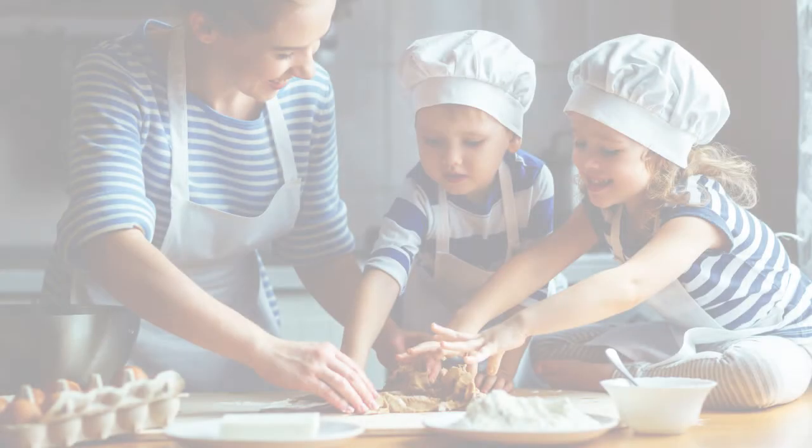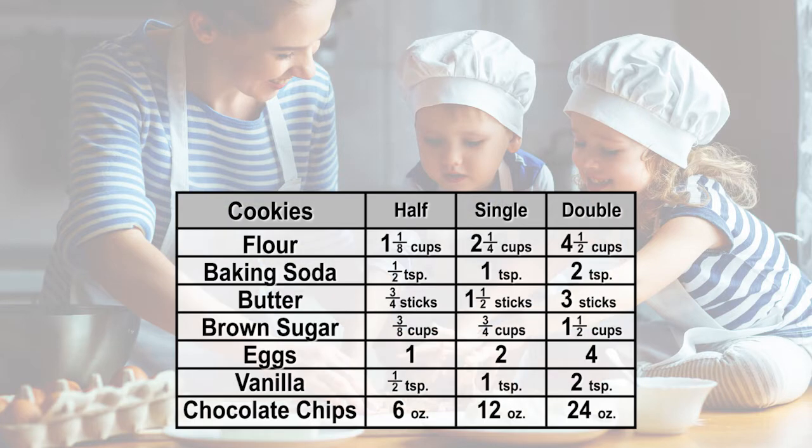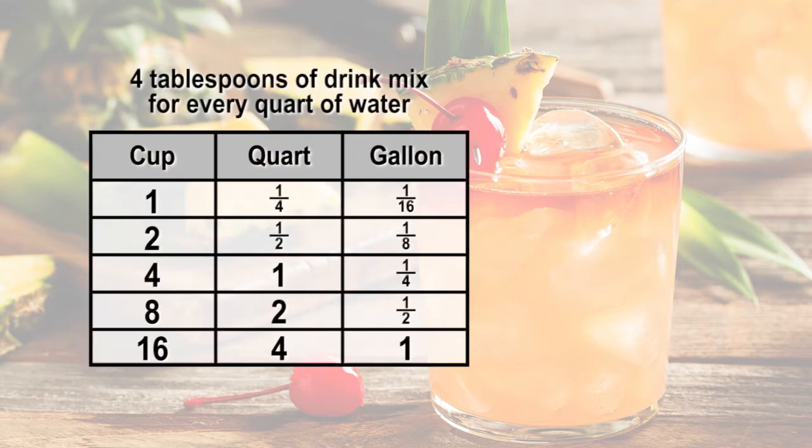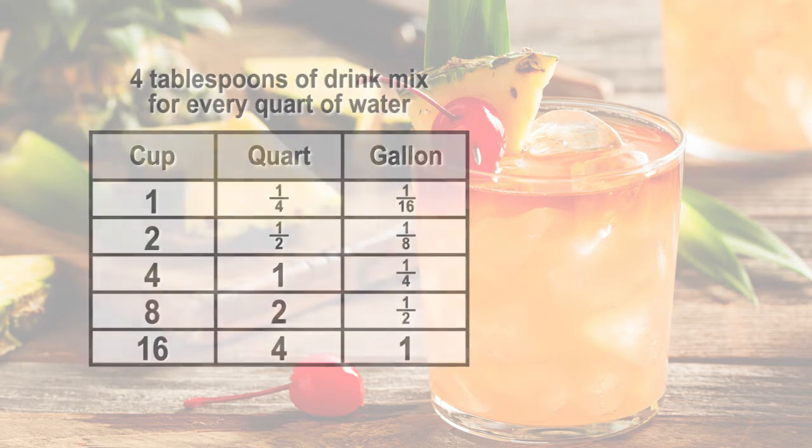Perhaps you're going to double a recipe or cut it in half. Keeping track of making the measures larger or smaller in the recipe would be helpful if it was organized in a table. Maybe you need to mix punch for a large group. Organizing conversions of the number of tablespoons of drink mix to cups, quarts, or gallons would be helpful in making sure there is enough for everyone.